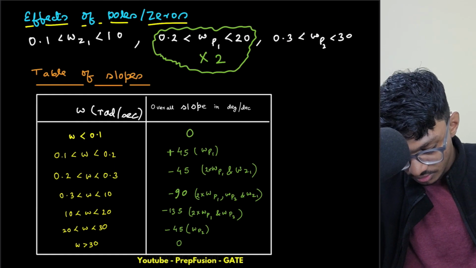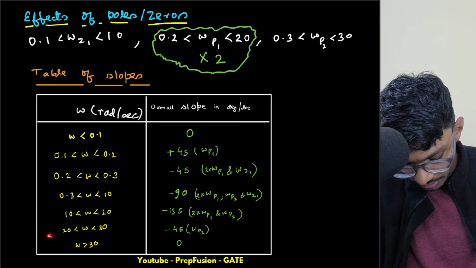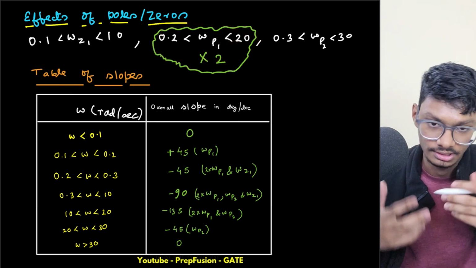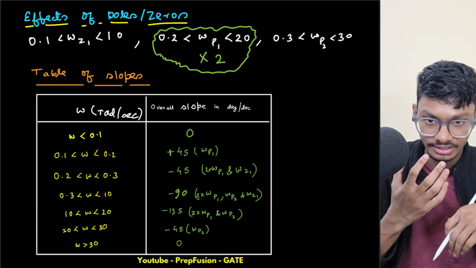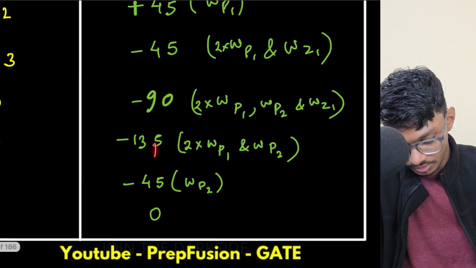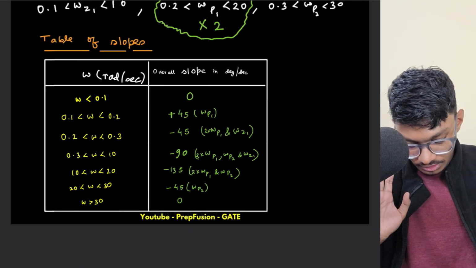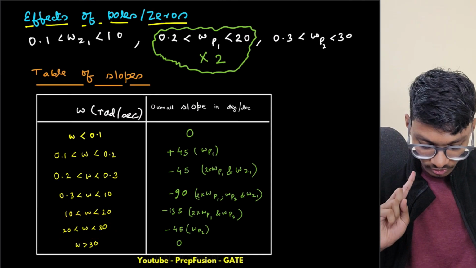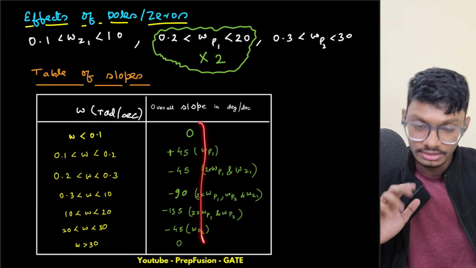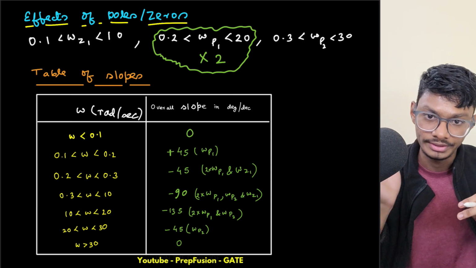Okay, after this obviously the effect of this pole is gone. After 20 the effect of these two poles is gone, so another plus 90 will get added, because I was subtracting 90. That extra 90 I don't need to subtract anymore, so this will get reduced to minus 45. Then after this 30, obviously the effect of this is also gone, so I am going to 0 again. So this is my distribution of slope between each point.